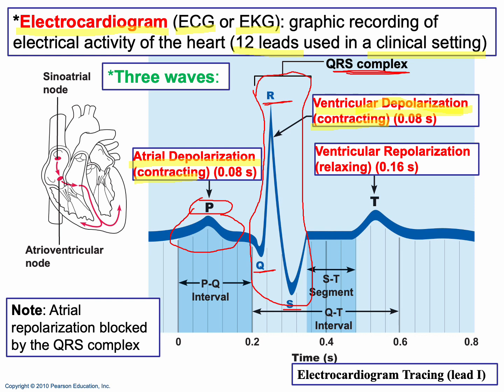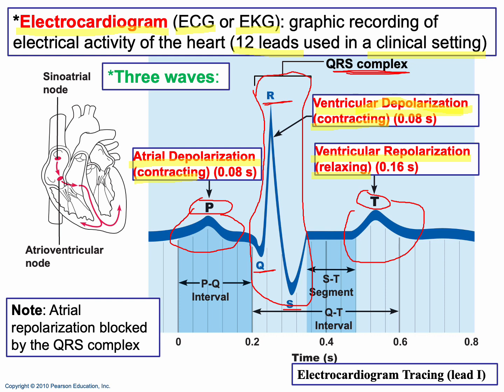And then finally, the last wave to be familiar with is the T wave, represented right here. The T wave is the time frame where ventricular repolarization is occurring, where your ventricles are relaxing. Your right ventricle, left ventricle.